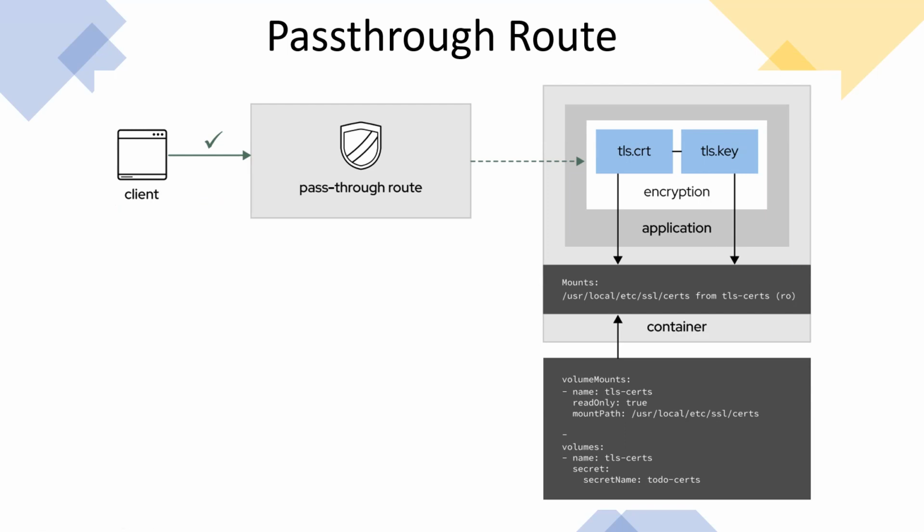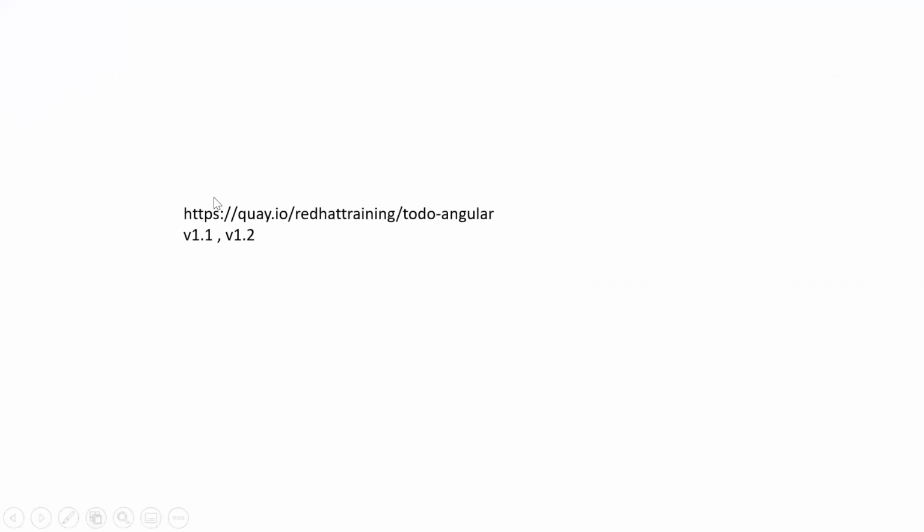To demonstrate how to create the edge route and the pass-through route, we have this application, a simple application written in Angular, and it has two versions, version 1.1 and version 1.2. Version 1.1 is a simple application and does not have any certificates. But version 1.2 has the certificates as well; it requires the certificates to be in the application.